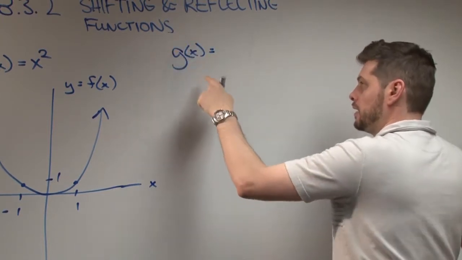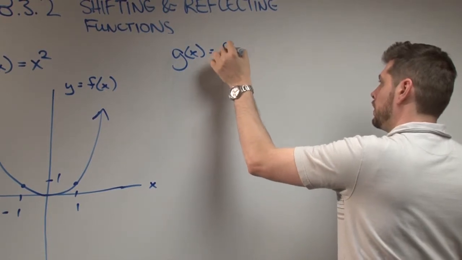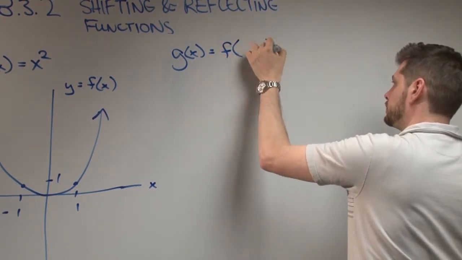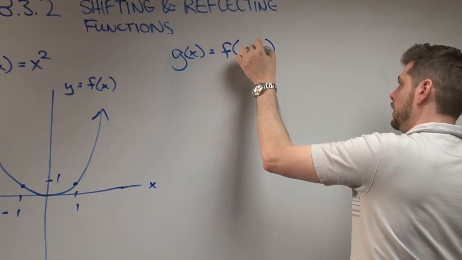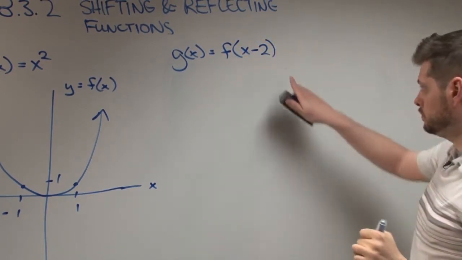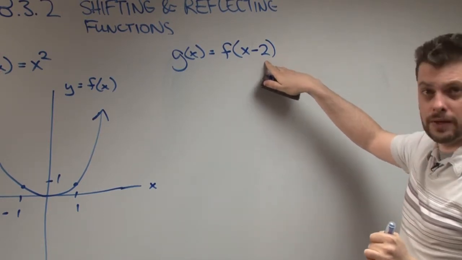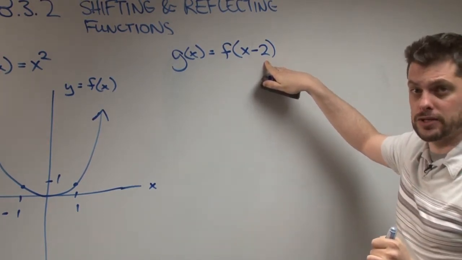is a change in our original function. It's a shift of our original function. And I want to shift it to the right by 2. I have to put this shift inside my function notation.